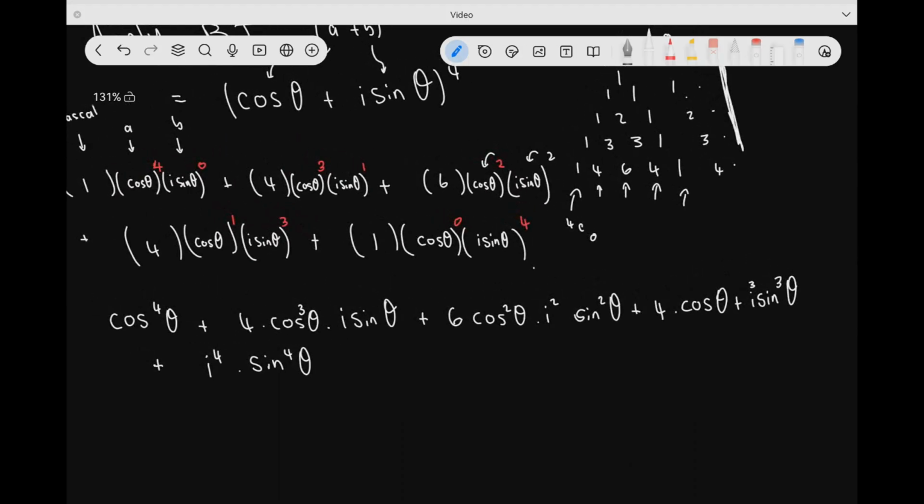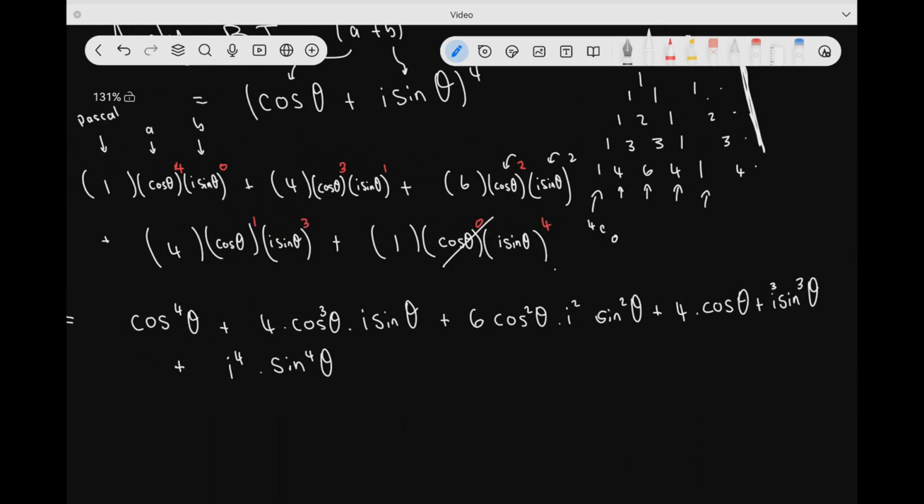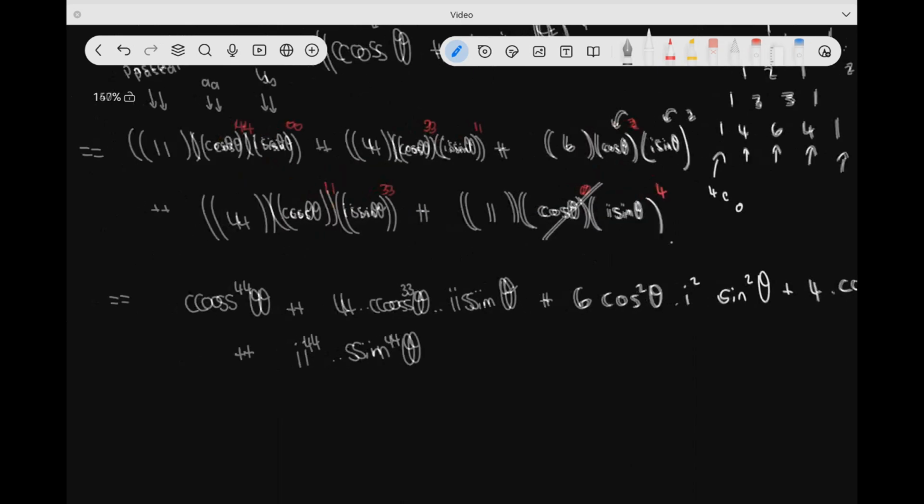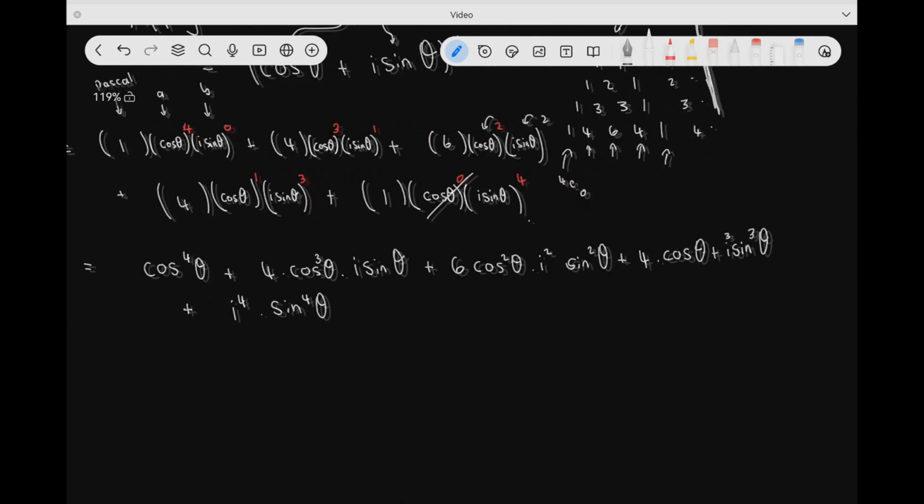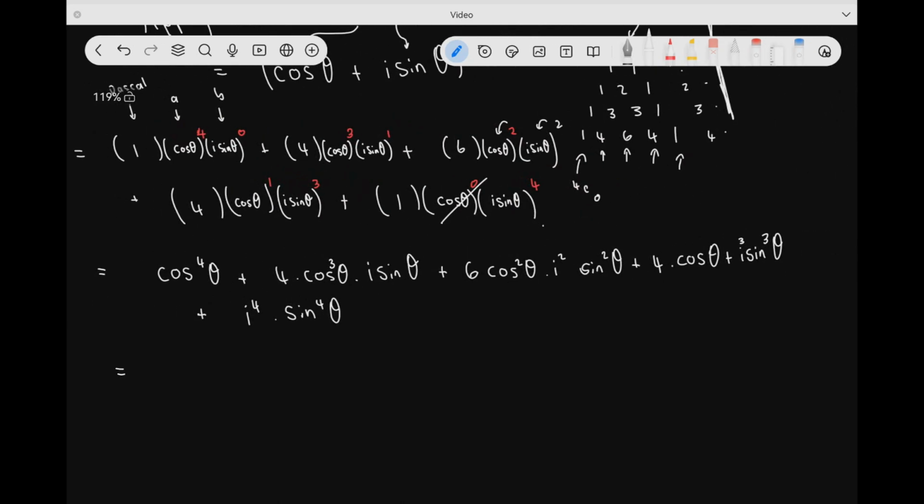Okay, the reason I don't do this one is because anything raised to the 0 is simply 1. Now we can simplify this very long expression. I'm going to say cosine 4, but before I do that, we can say, well, let i squared equal minus 1, right? One of our first identities that we know from complex numbers.